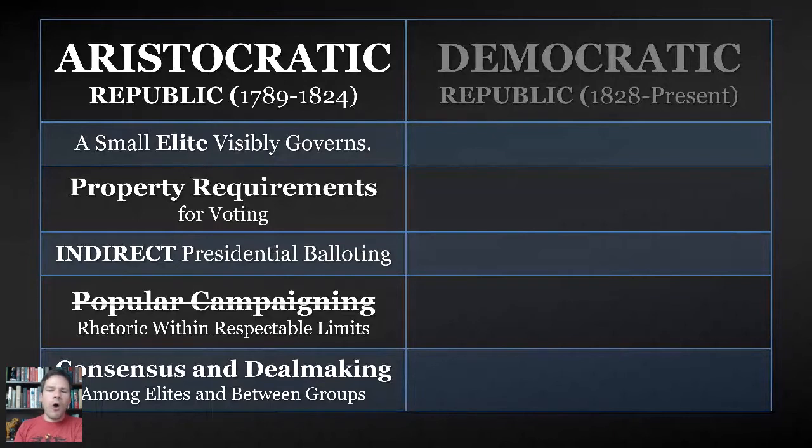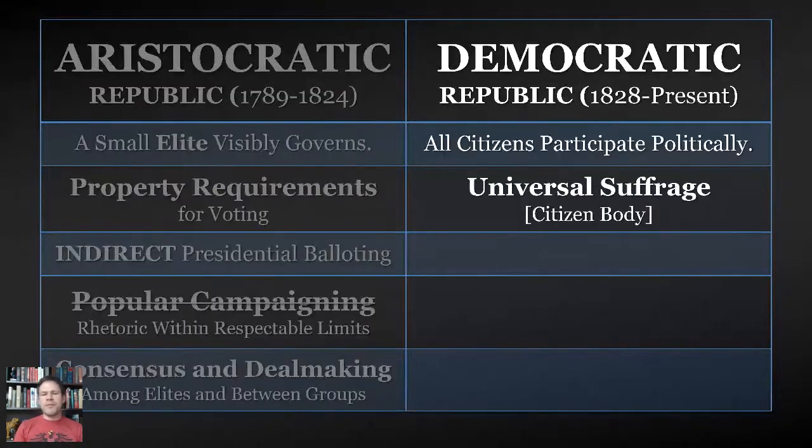All citizens participate politically in this republic. There is universal suffrage within the citizen body. So we start to see that even people who don't own property are able to participate in the government. Direct presidential balloting, people are voting.